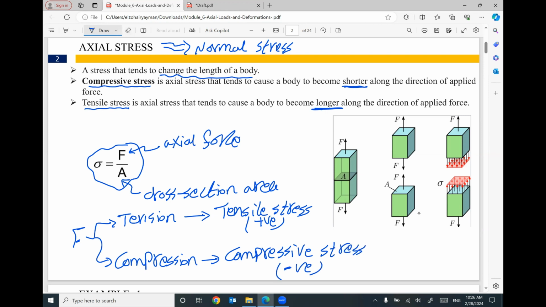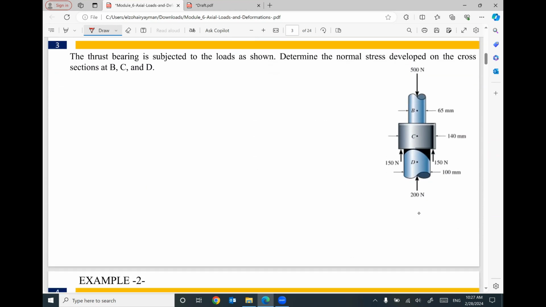And keep in your mind, if we have tensile stress, we will have elongation. We will have stretch in the length of the member. If we have compressive stress, we will have contraction. We will have shortening in the length of the member. That makes sense? We have a few examples here to explain this.